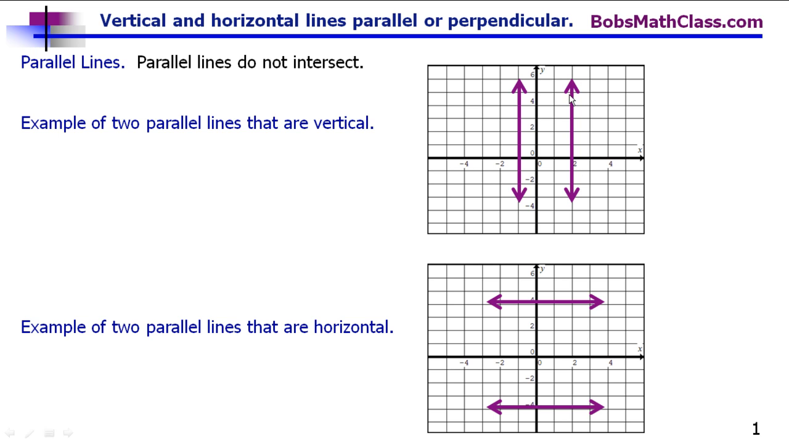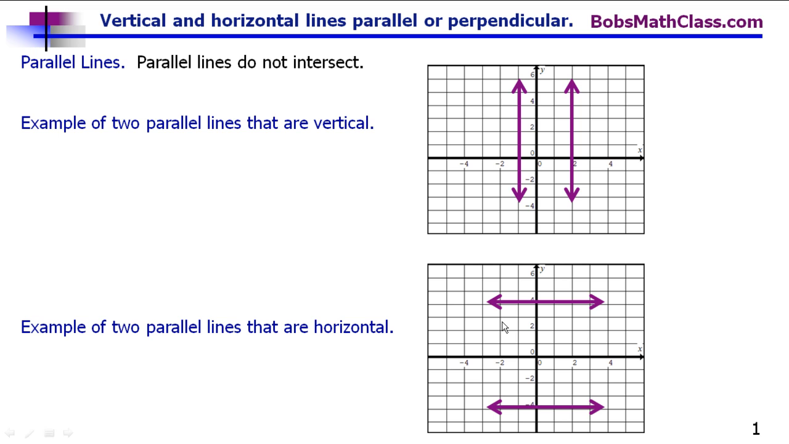These are two vertical parallel lines. Notice that they don't intersect. They keep going in the same direction, so therefore they will never intersect. They're always going to be the same distance apart. So these are two parallel lines that are vertical.